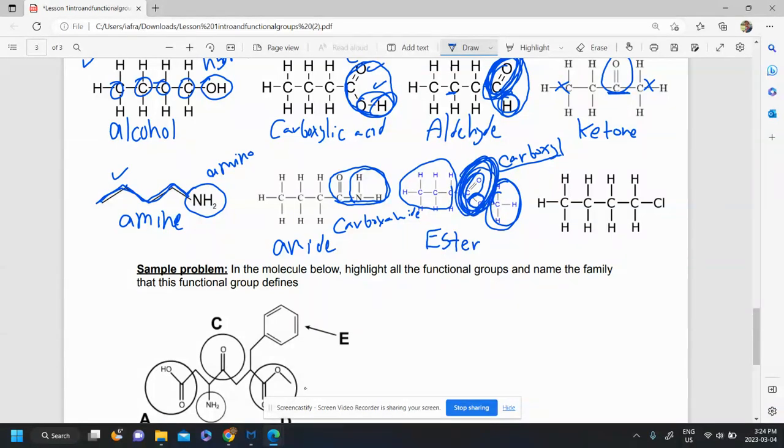And last but not least, we have a carbon chain over here, but our functional group is over here. This is a halogen connected to the carbon chain. And that makes this either a haloalkane or an alkyl halide.